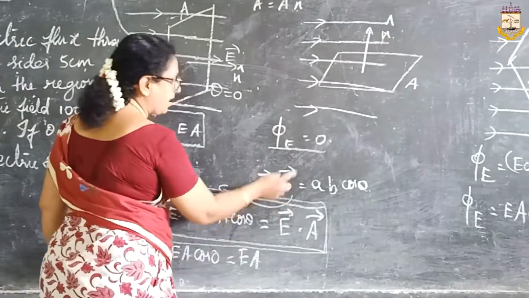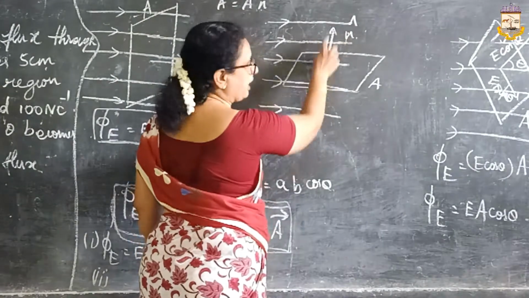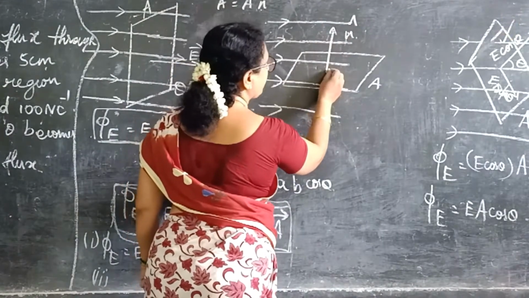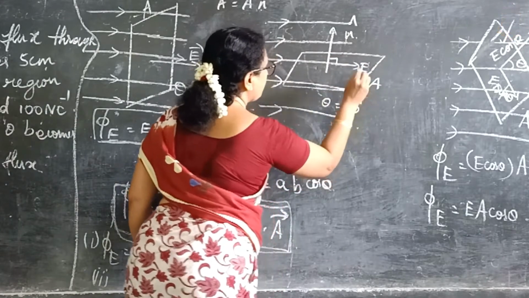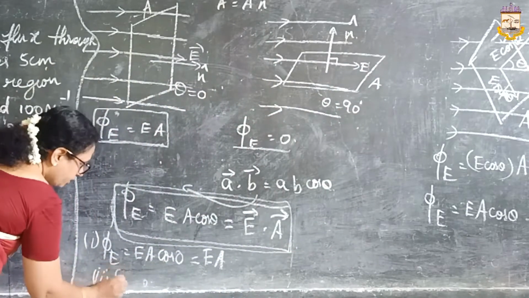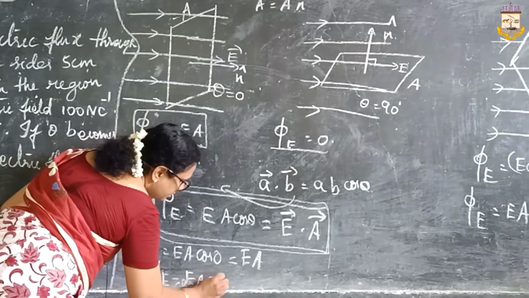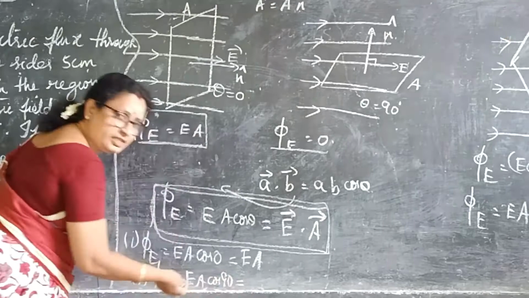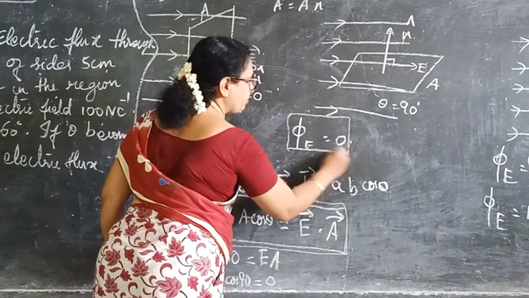Second case, what is the angle between the n vector, the unit vector n cap, the direction of the area vector, and E? It is 90 degree. Theta is equal to 90 degree. So substitute in this, phi E is equal to EA cos 90. Cos 90 is 0. So the electric flux is 0, which we arrived at previously.